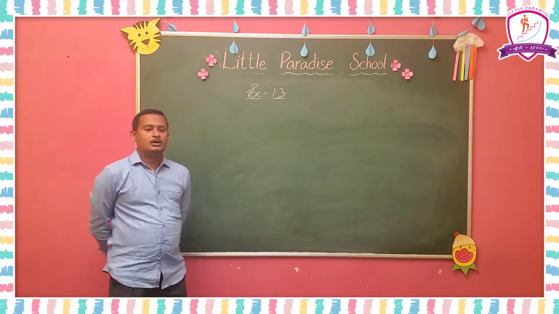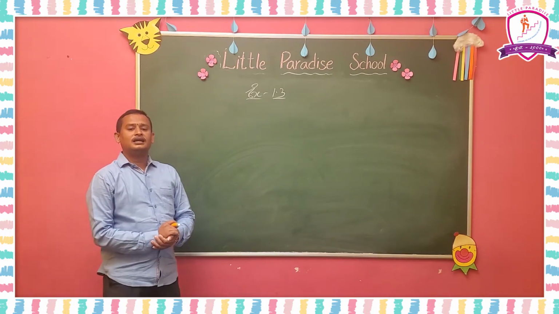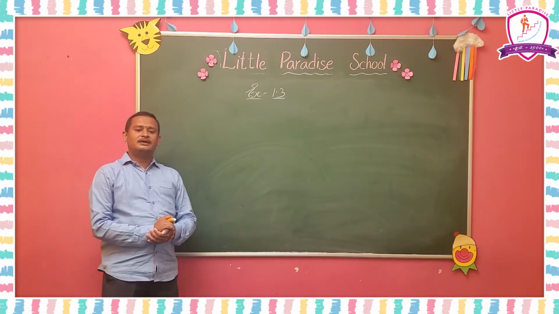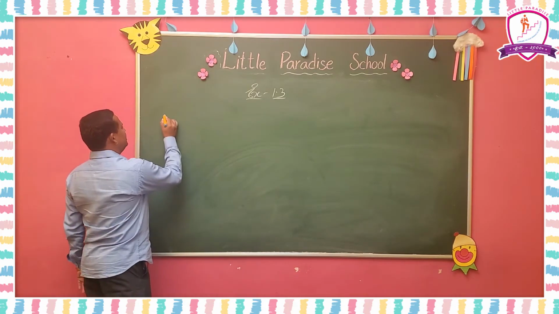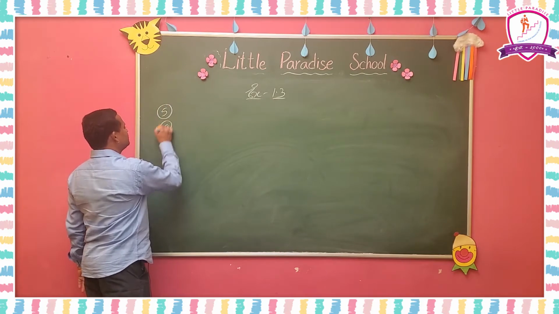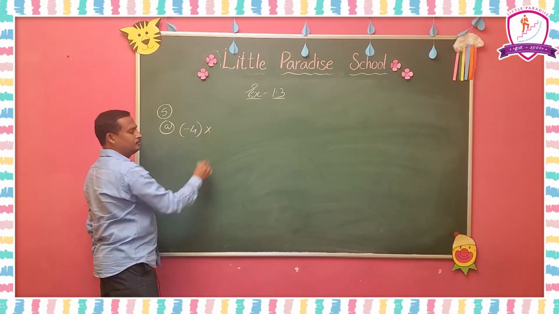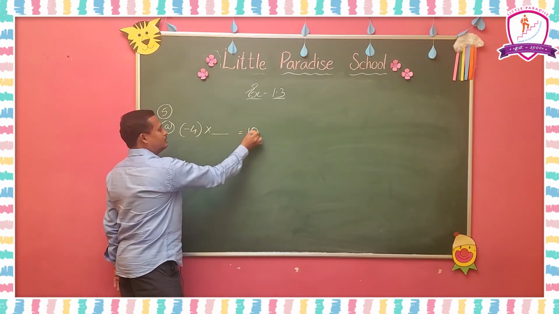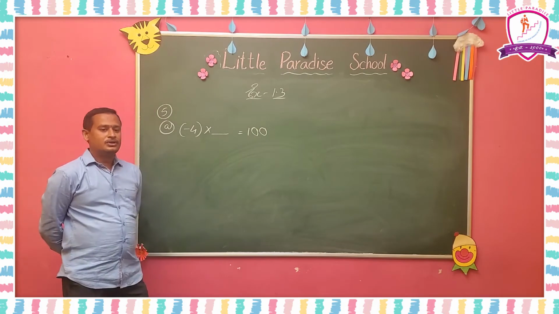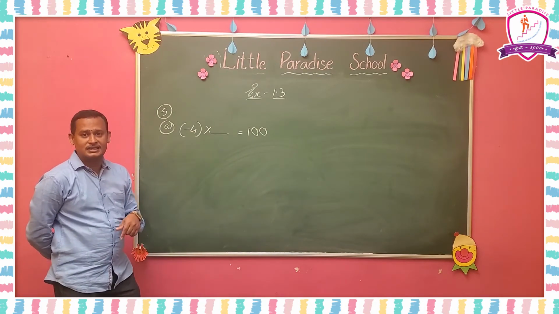Okay, understood? Now I am going to explain the fifth question. Write the correct integer in the blank. Here blanks are given, we have to write the correct integer. In the fifth question, Roman A, I am going to explain A. Here minus 4 into dash is equal to 100. Which number do we have to write in this blank to get 100 as the answer?